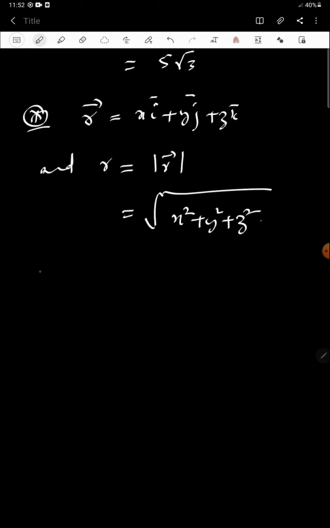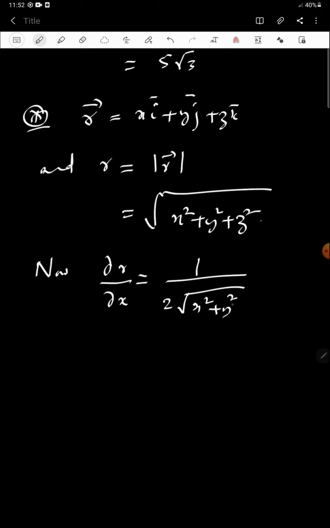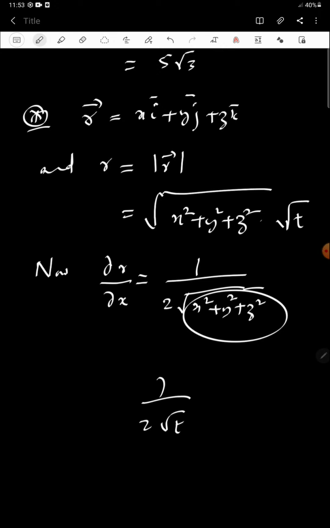So now we will also be in need of the term dou r by dou x. Dou r by dou x is nothing but differentiating this r with respect to x. So the root t derivative is 1 by 2 root t. So I'll take it as 1 by 2 into under root of x square plus y square plus z square. Then whatever t is there, that t is nothing but the inside part. It was assumed like root t.